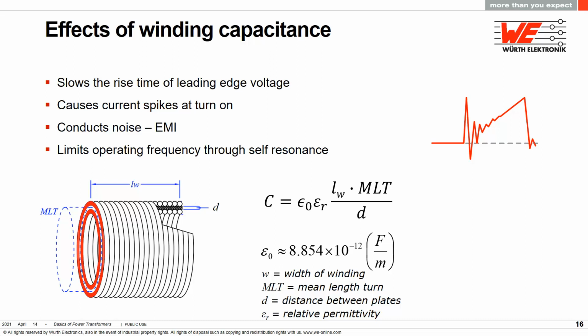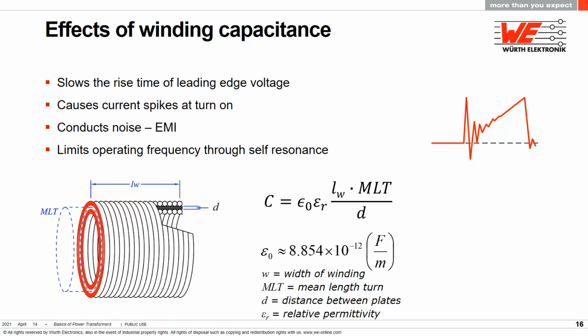Of course, in any type of current mode controlled converter, if this spike were to exceed the peak current limit, it would shut down. Not the behavior you want. The spikes also create noise that you have to deal with as well. Capacitance is going to limit the operating frequency of your transformer because it resonates with the inductances, and you have a practical limit to the frequency response of any transformer.